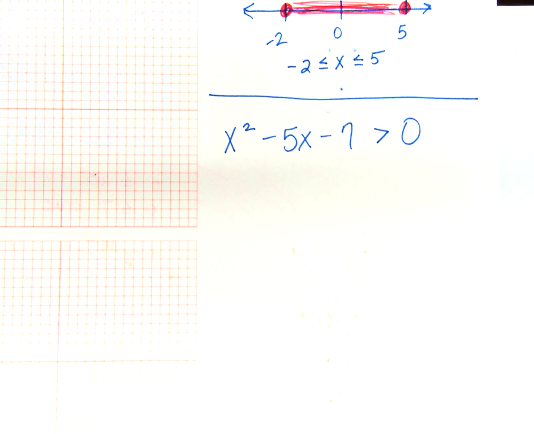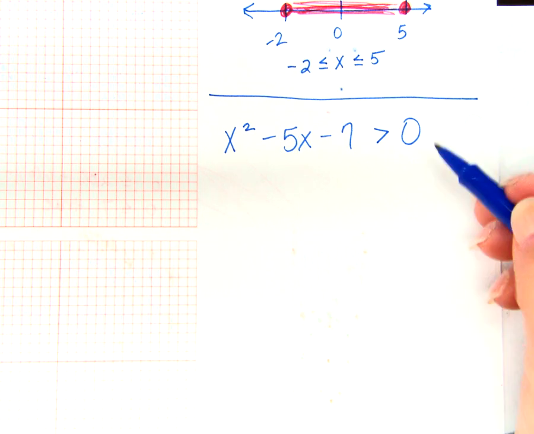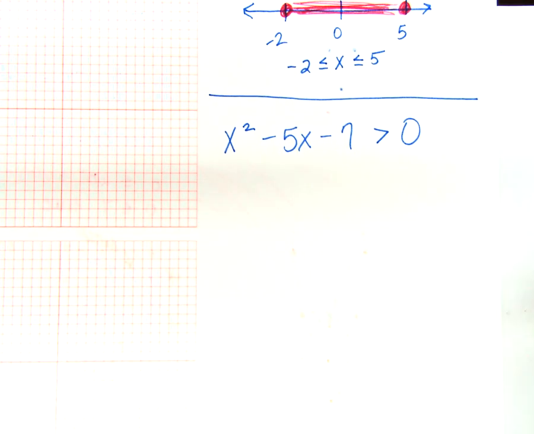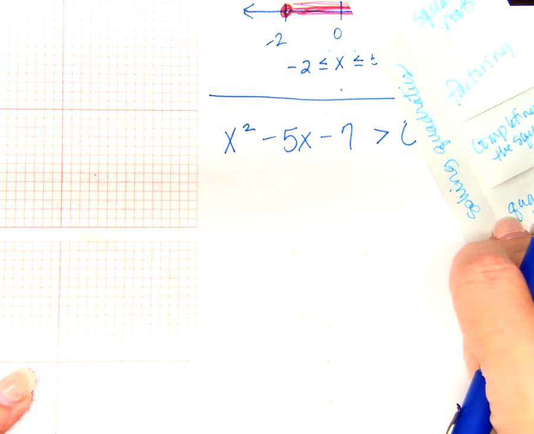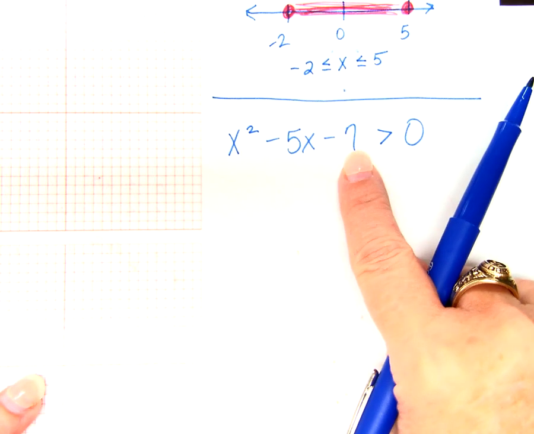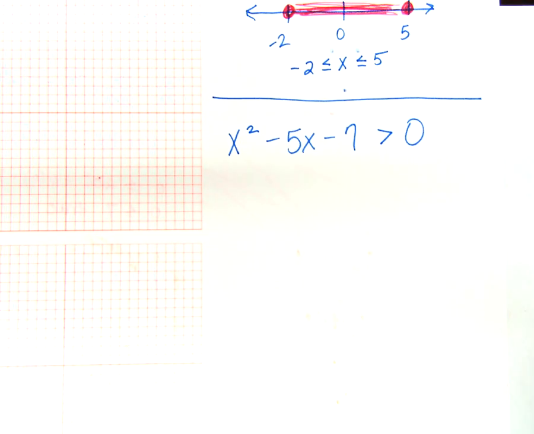So x squared minus 5x minus 7 is greater than 0. So I've already got 0 on one side, right? So what do I need to do here? Decide how to solve it. You want to factor? Okay, what two numbers multiply to be -7 and add to be -5? Oh, dang it. We need to do quadratic formula this time, right?